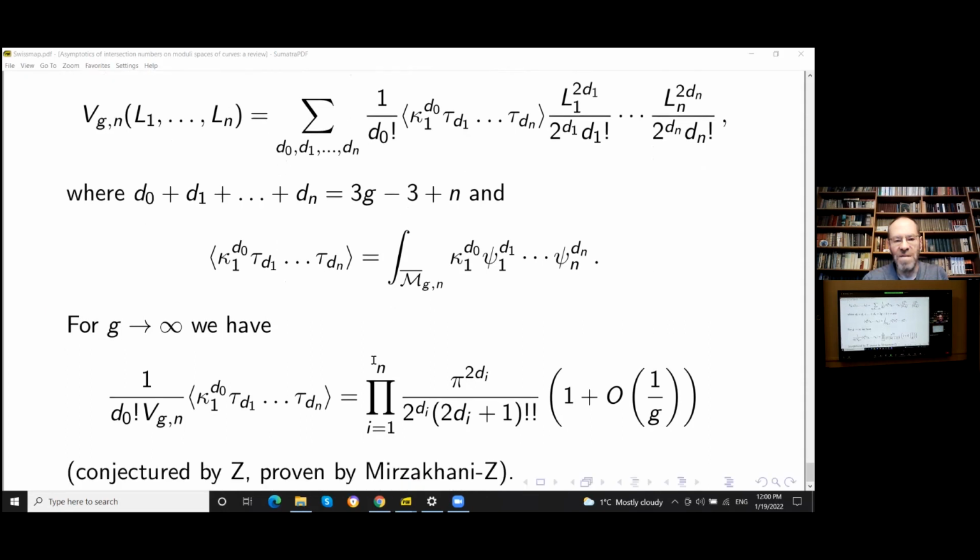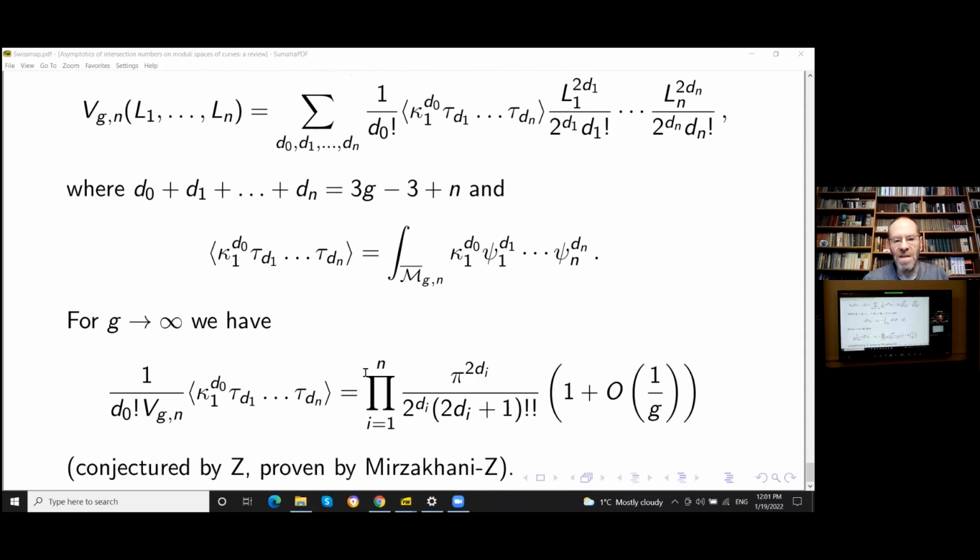So when g becomes large, normalized intersection numbers tend to the limit that is explicitly given by this form. It was first conjectured by me on the basis of numerical evidence and proven by Mirzakhani and myself. So I think I'll stop here. Thank you for your attention.